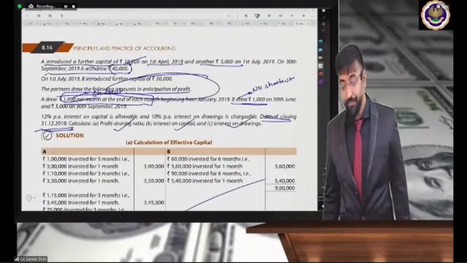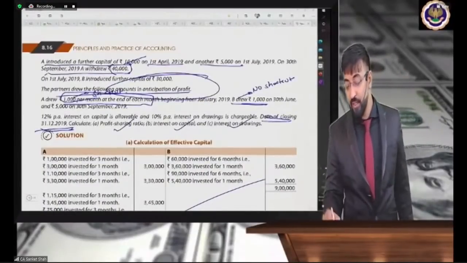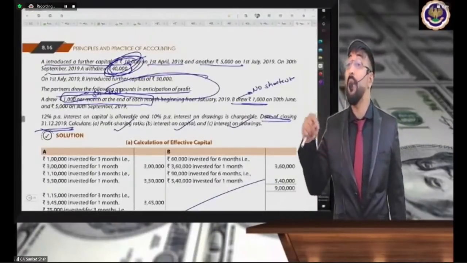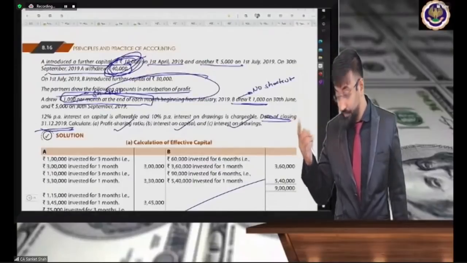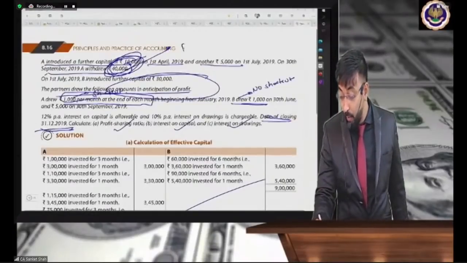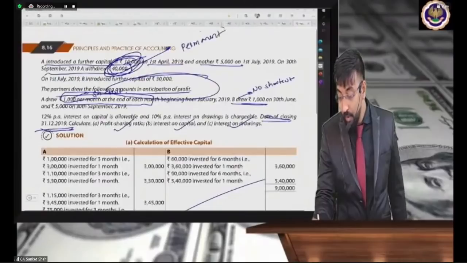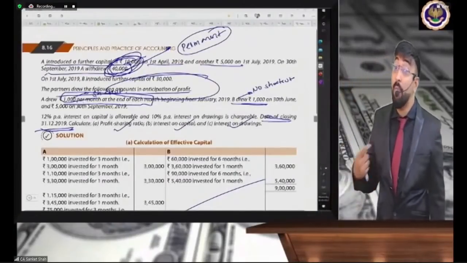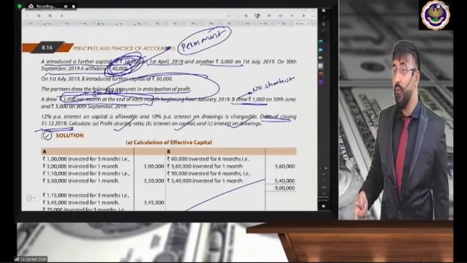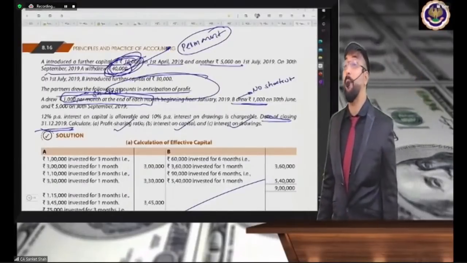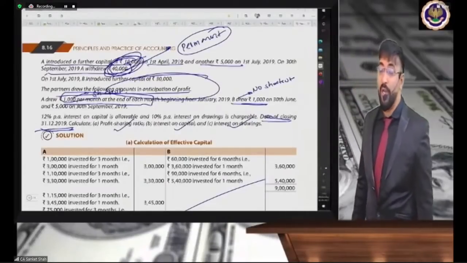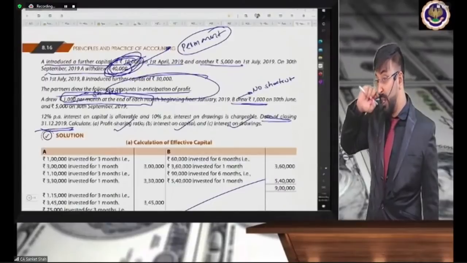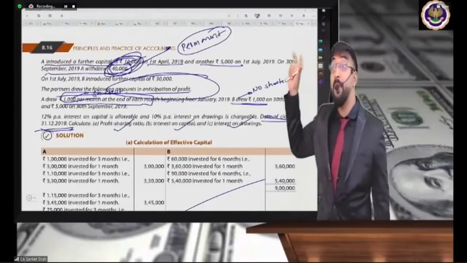Now the question is, sir, withdrawn amount 40,000, but a permanent withdrawal will be considered for effective capital. So this is permanent withdrawal. And A withdrew 1,000 per month, every month. It is repetitive amount. So repetitive amount won't be considered for capital calculation. So there is a difference between permanent drawings and temporary drawings.